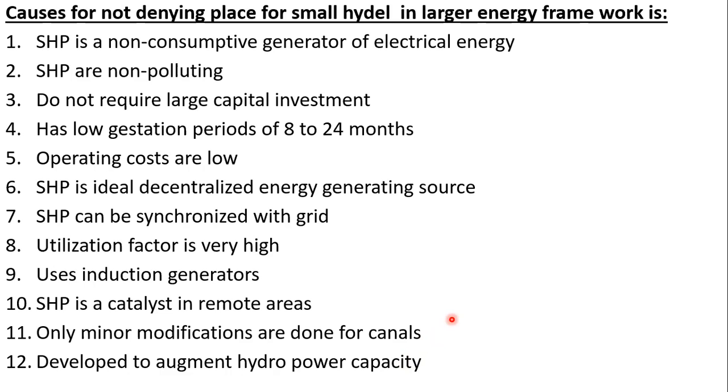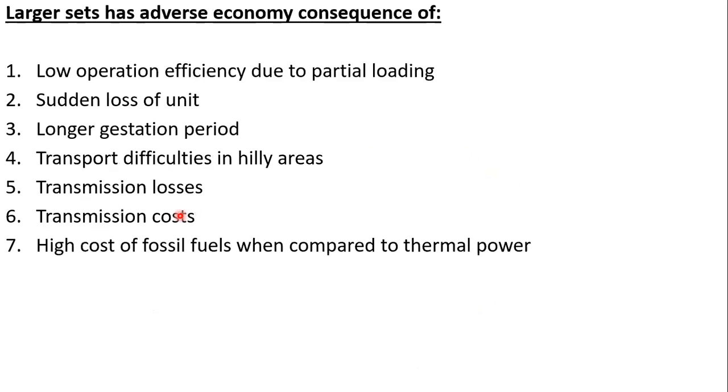From the considerations of higher efficiency and low cost per kW capacity, a larger set may be individually more economical, but this individual economic gain might be outweighed by the adverse economy of the consequences, as we will see in the next slide. First one is low operating efficiency due to partial loading. We are getting low efficiencies.